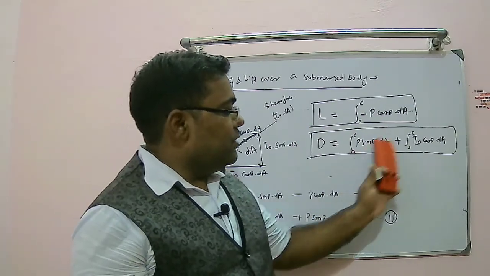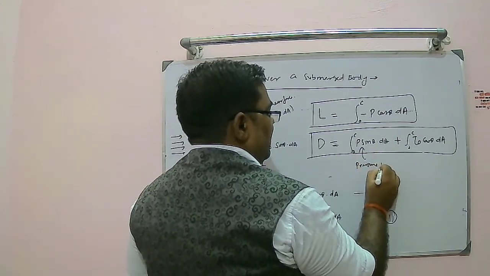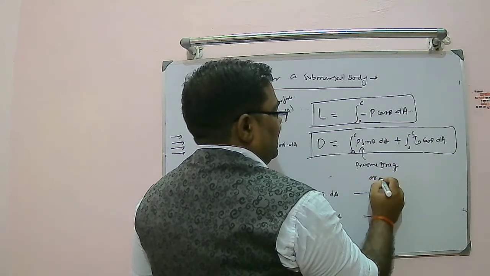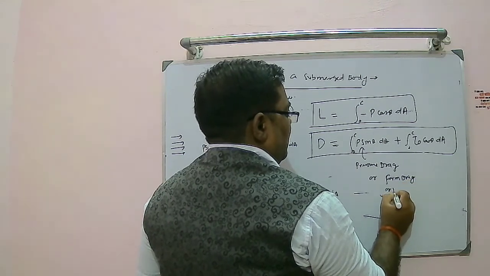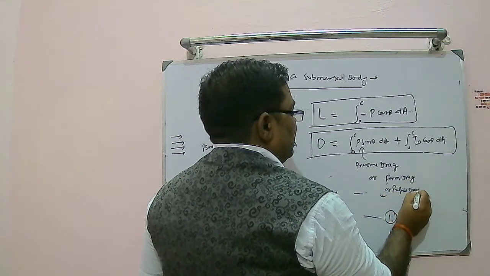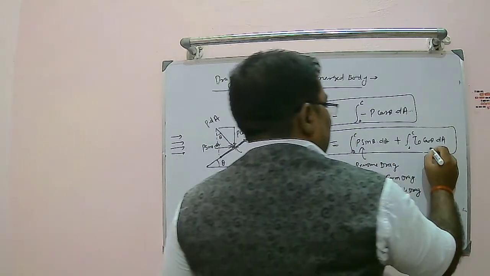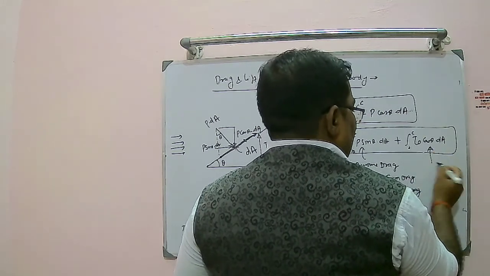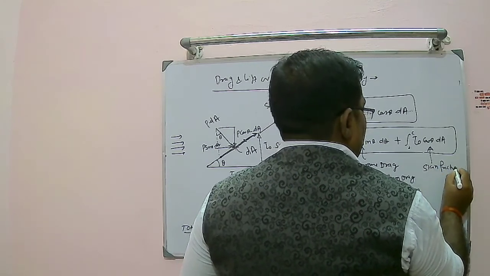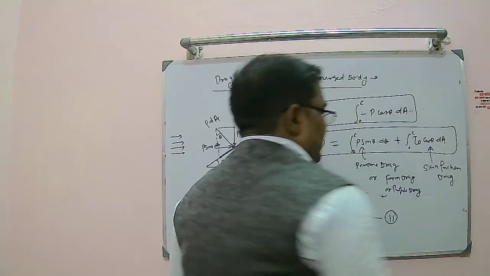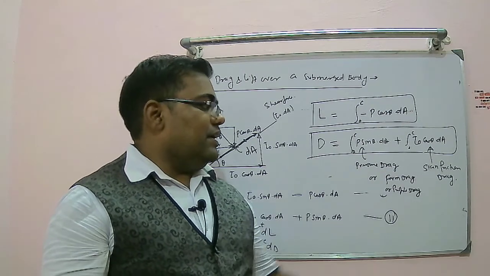Now drag, we have two components. The first component is due to the pressure drag. This is known as pressure drag, or we can say form drag, or we can say profile drag. All are the same. Sometimes we say profile drag, form drag, or pressure drag is the first term, and the second term is called shear drag or frictional drag, or skin friction drag, right? So we have two components in the drag: one is called pressure drag and the other is called skin friction drag.